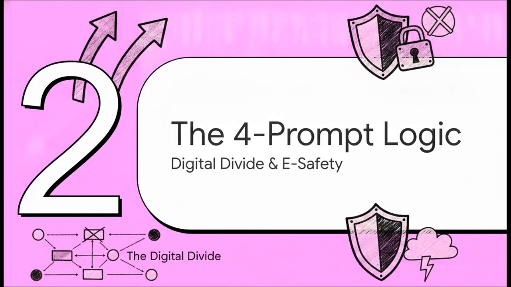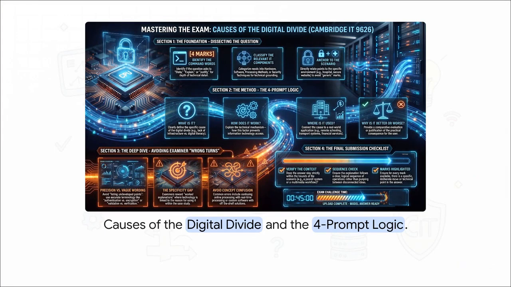Section 2. The 4-prompt logic. Digital divide and e-safety. Now let's tackle another major hurdle where students consistently drop a ton of marks. To completely avoid what examiners call the specificity gap, you absolutely must anchor your answers using this 4-prompt logic. When you're asked about the digital divide, just ask yourself 4 quick questions. First, what is it? Define the specific cause, like a lack of infrastructure.